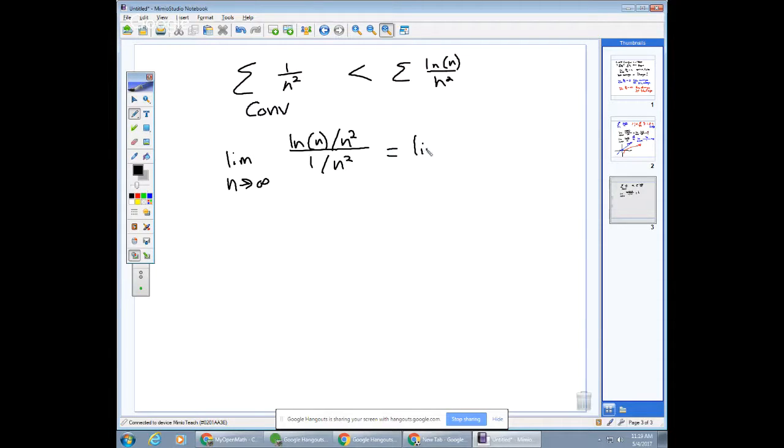Flipping that denominator, we get the limit. I already wrote the limit, sorry, I was meant to write ln. There we go. We get the ln of n over n squared times n squared over 1, which is the natural log. And I know that the natural log over time grows forever, so this diverges, increasing without bound.